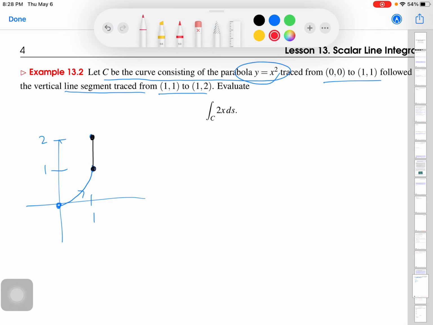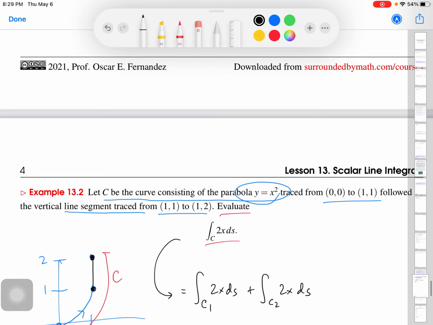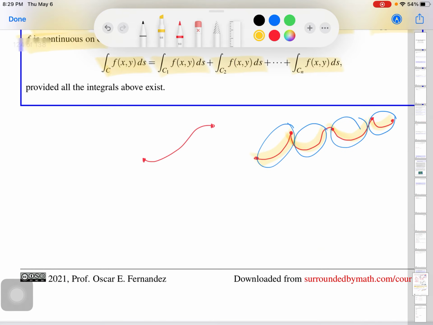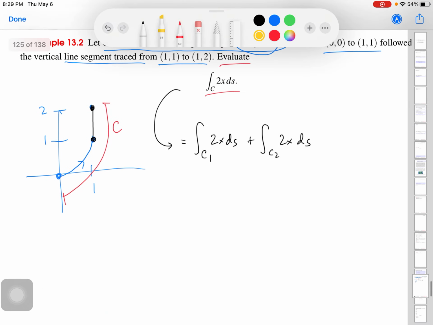So this entire curve is my curve C in this problem, and it's made up of these two curves. I want to evaluate this line integral. So how would I do that? Well, based off of our definition above, I would say this equals the line integral over the first curve, 2x ds, plus the line integral over the second curve of 2x ds. And, again, that comes from this definition here. And therefore, I am reducing the problem to evaluating two different line integrals and then just adding up the results.